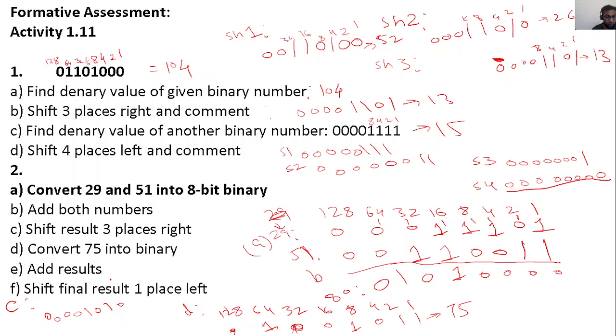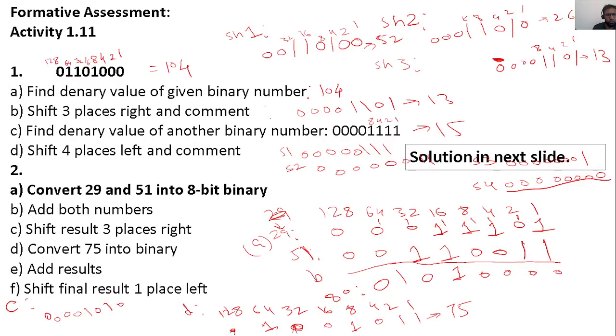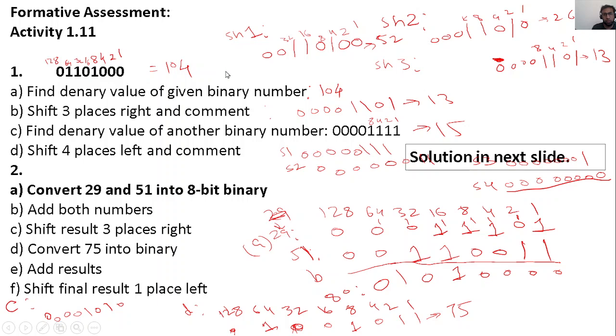Next, we add the results, converting 29 and 51 into 8-bit binary, and shift the final result one place left. Let's see the solution in the next slides, as we have already solved much of that. This one we have already done: 64 plus 32 plus 8 is 104. This is our question number one. Yes, we solved it with 104.